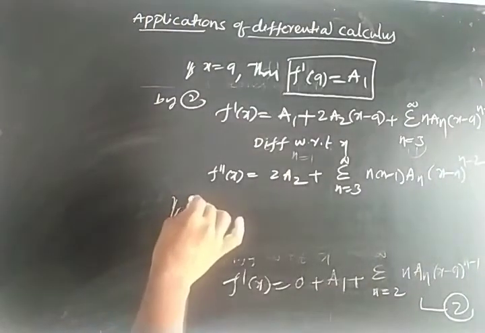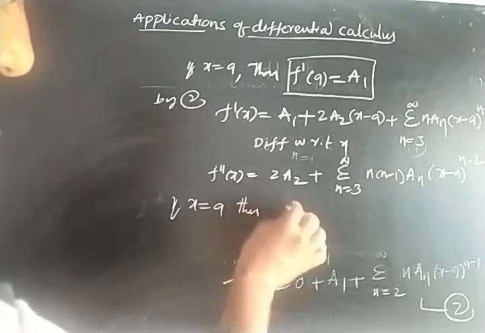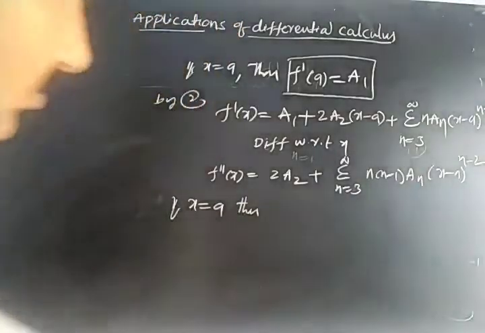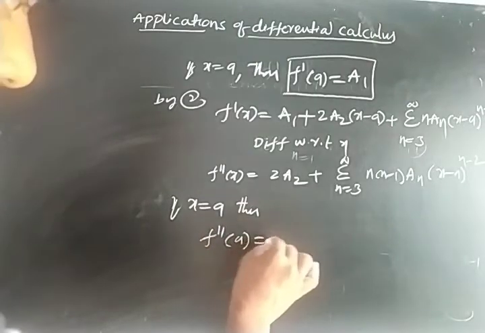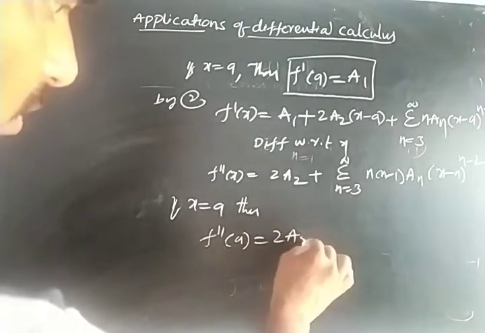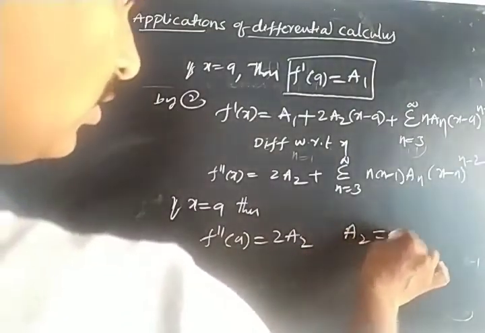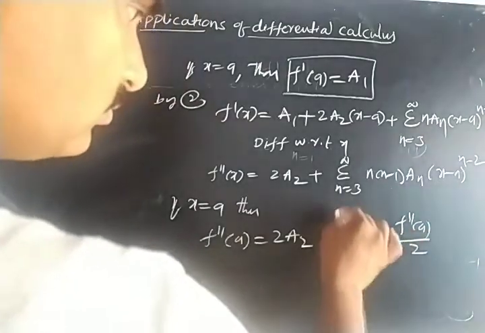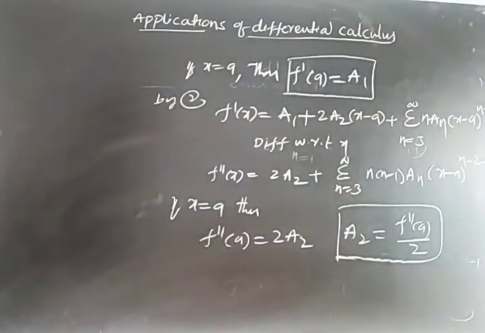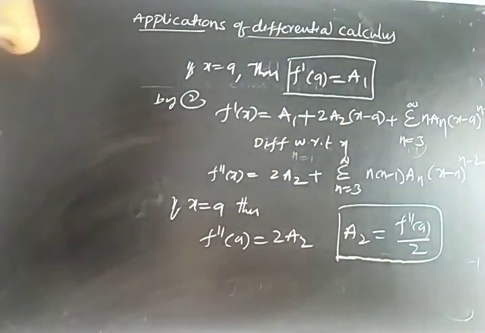If x equal to a, substitute x equal to a, then you will get f double dash of a is equal to 2a2. Here a minus a0, so you will get 2a2. From this a2 equal to f double dash of a by 2. So first of all, a naught we got f of a, a1 as f dash of a, a2 as f double dash of a by 2.